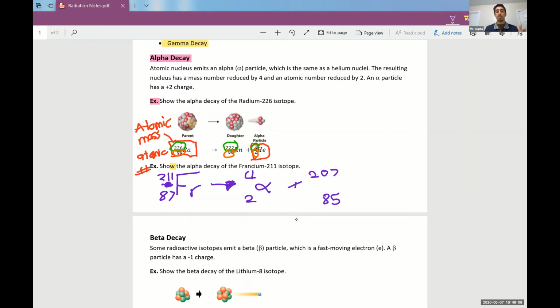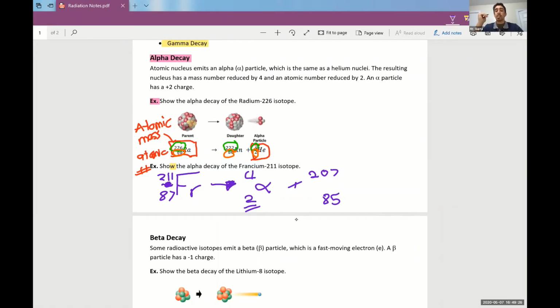87, francium. The atomic number of francium is 87. So the two products on the right side both need to add to 87. One of them has to be 2 because that's the alpha particle. The other one would be 85 because 85 plus 2 equals 87.